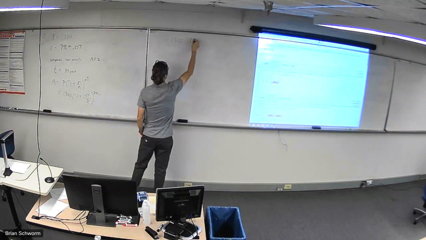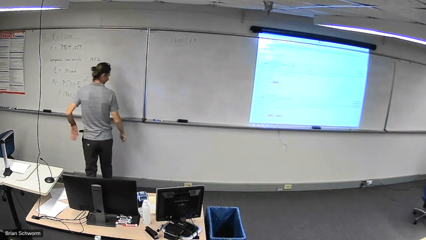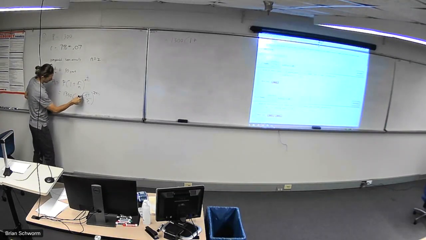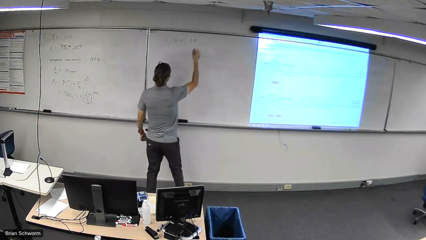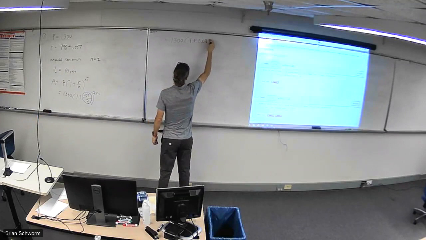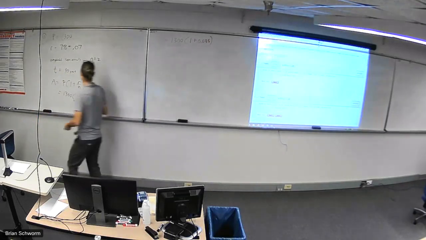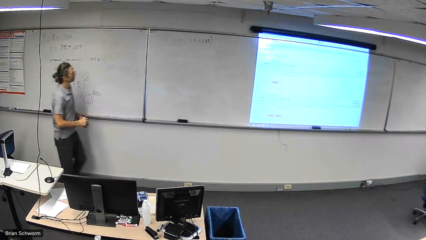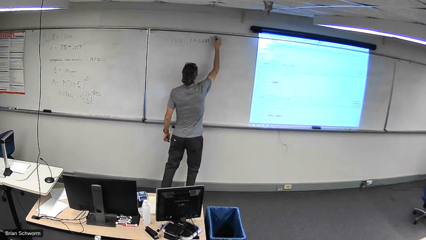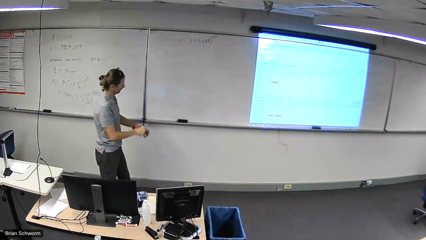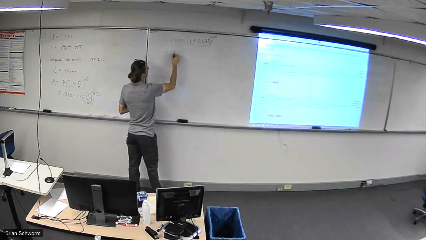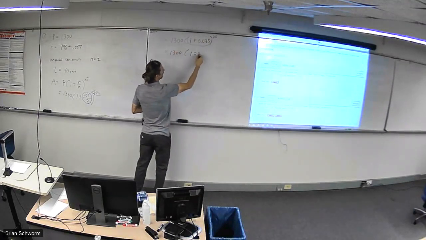$1,300 times the quantity 1 plus, I do 0.07 divided by 2, 0.035. And in the same step, I'll go ahead and do the 2 times 10, that's 20. Then if I add the numbers in parentheses there, 1.035.